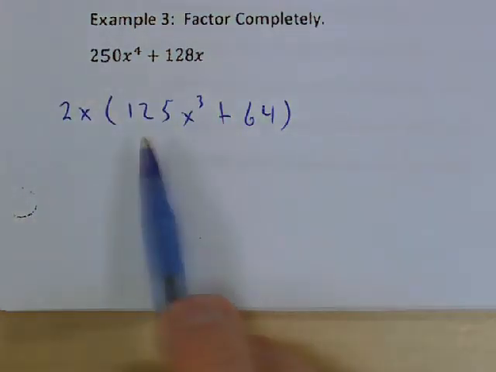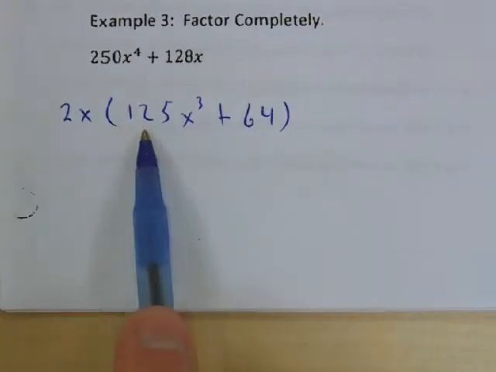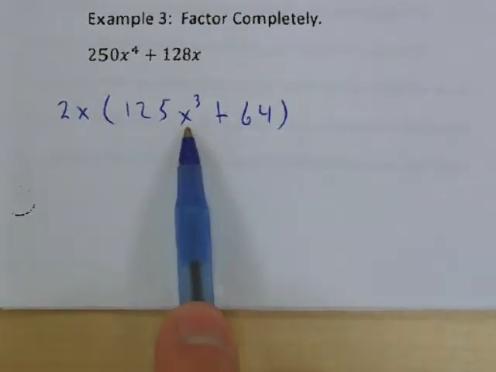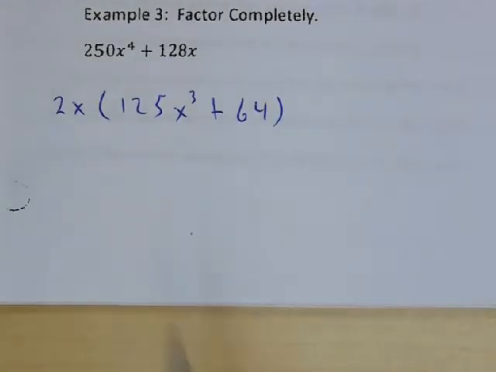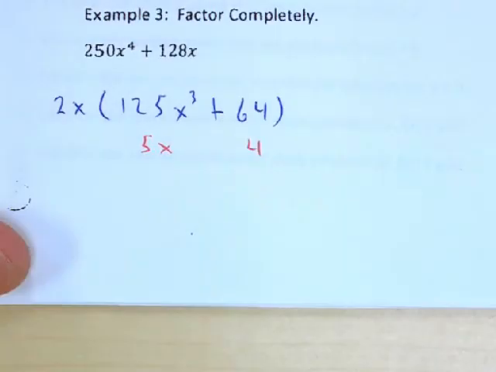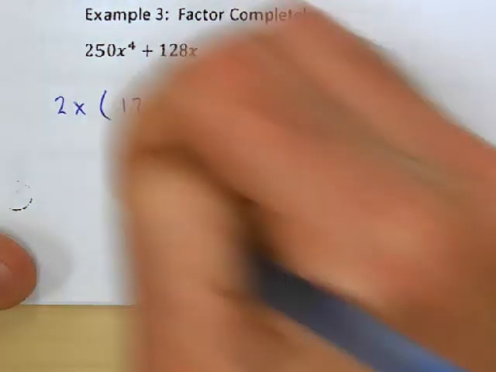Is it a cube factoring problem now? Well, sure, that's a perfect cube. That's just 5 cubed. That's a perfect cube, and then that's 4 cubed. So yeah, we already took out a GCF, but now we can factor it again. Our A is going to be 5x. Our B is going to be 4. Okay? So then we can factor this.